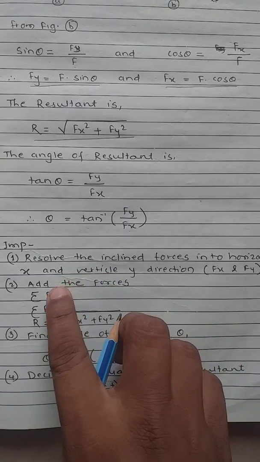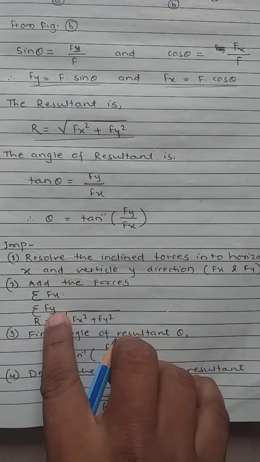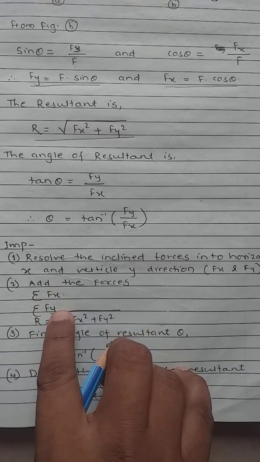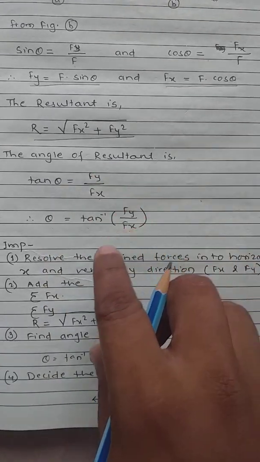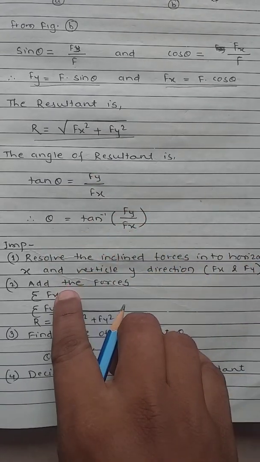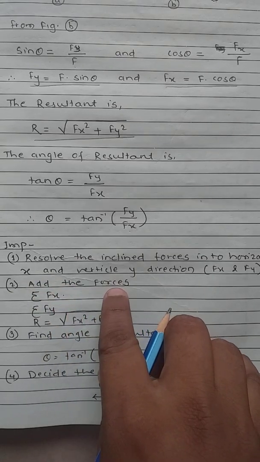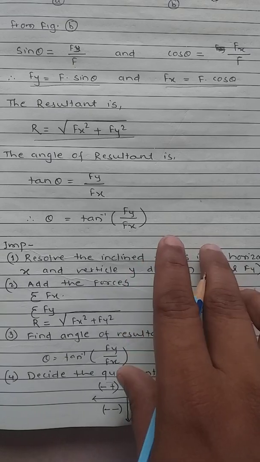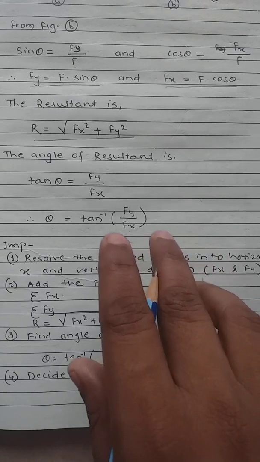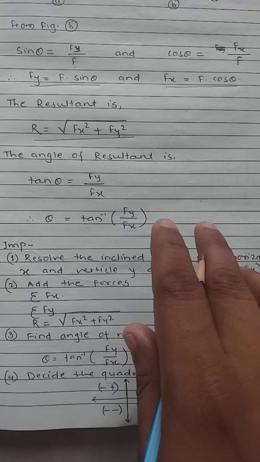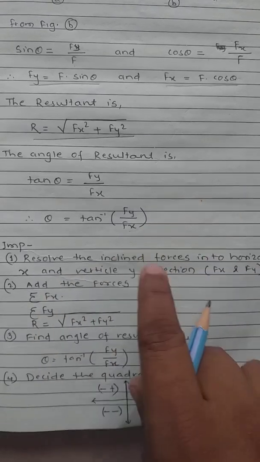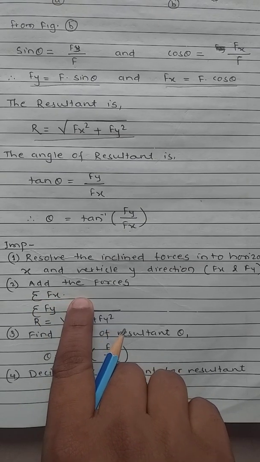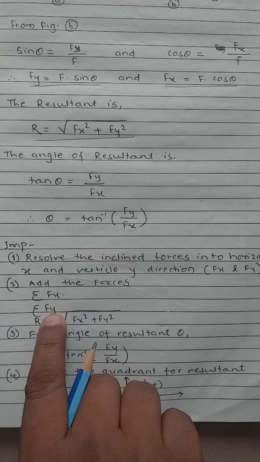Number 2, add the forces along x direction and along y direction. This is summation of F of x, this is summation of F of y. In the above case we have only one force, so we haven't considered the summation of all the forces. But from here we will find there are a number of forces acting on the body, and that's why when we resolve the forces along x and along y, we need to calculate the summation of all the forces along x direction and summation of all the forces along y direction.